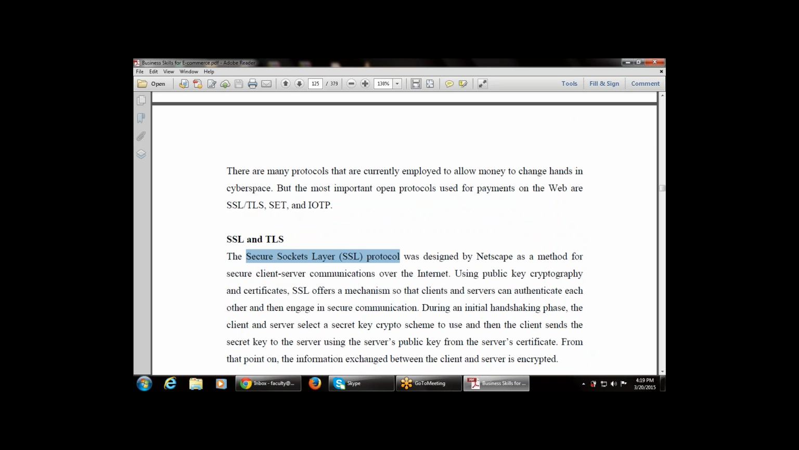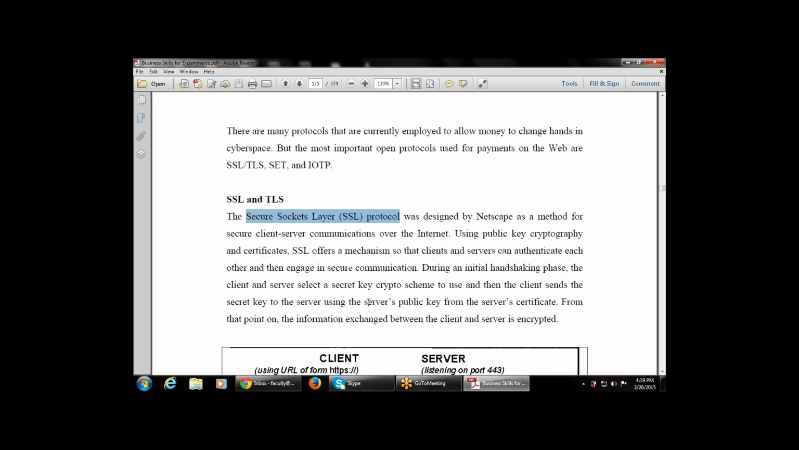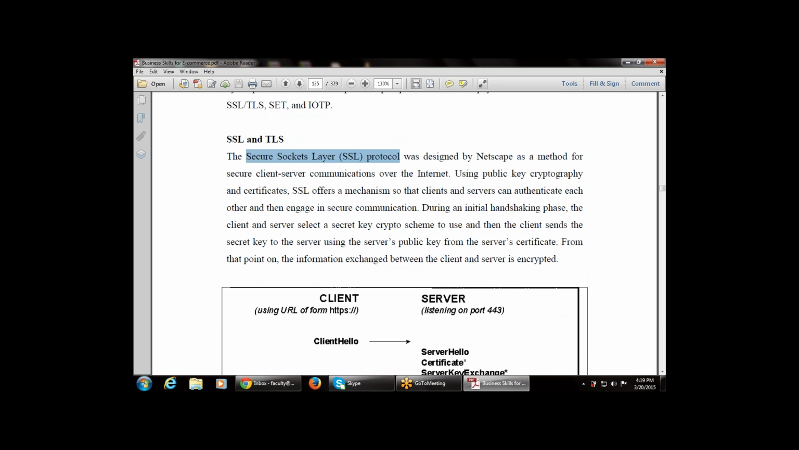Using public key cryptography and certificates, SSL offers a mechanism so that clients and servers can authenticate each other and then engage in secure communication. So with the help of SSL, there is secure communication between the client and the server. The client requests services from the server in a secure mode. In the same way, the server provides services to the client in a secure mode.